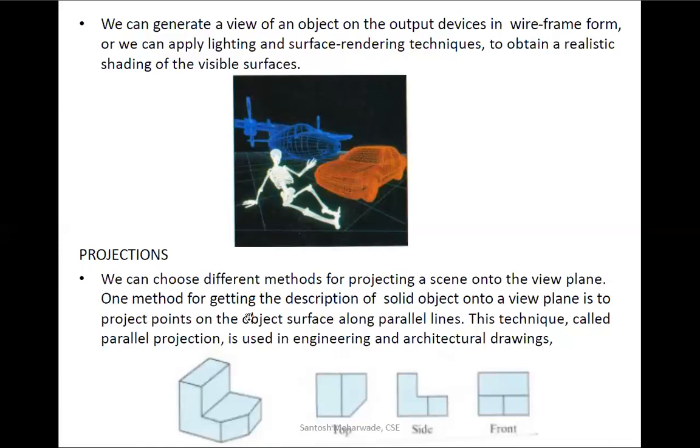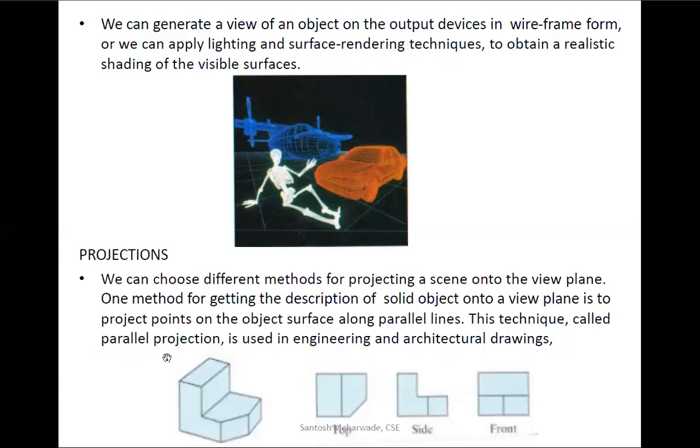One method for getting the description of solid objects onto the view plane is to project the points on the object surface along parallel lines. We call this a parallel projection. Normally we use them in engineering and architecture drawing. As I said, in Solid Edge you have used such projections. We call them either parallel projections, or simply orthogonal projections.